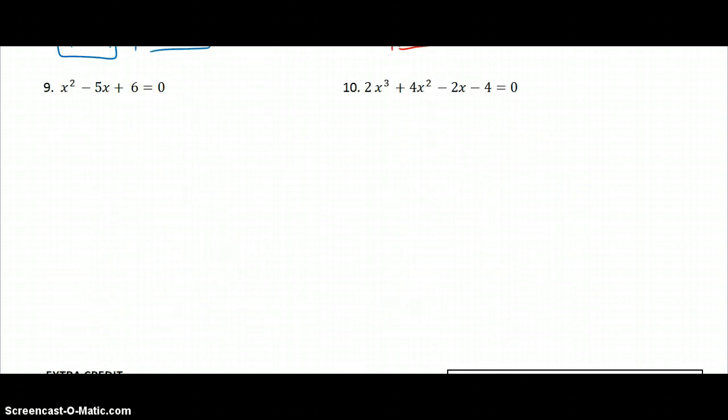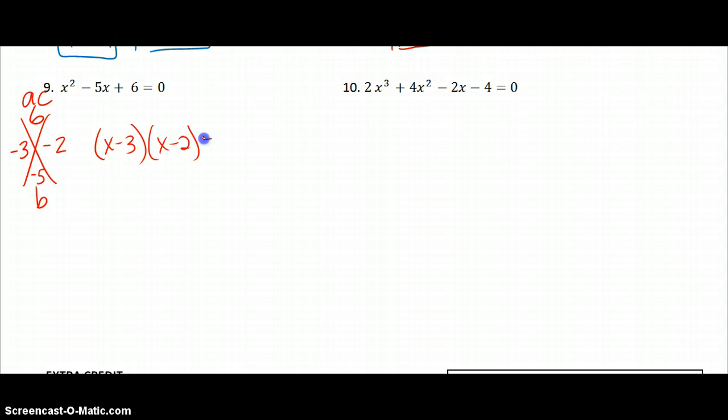Okay, for number 9, we check to see if it's in standard form, which it is. And we notice that there's 3 terms, so we can just factor this the way we were factoring quadratics with our a, c, and b. So ac is 1 times 6, or 6. So what multiplies to 6 and adds to negative 5? This one's a little tricky. It would be the negative 3 and negative 2. So since there's no number in front of the x squared, our 2 factors would just be x minus 3, x minus 2. Set it equal to 0, because remember we're solving. So x minus 3 equals 0, x minus 2 equals 0. So x equals 3, and x equals 2.